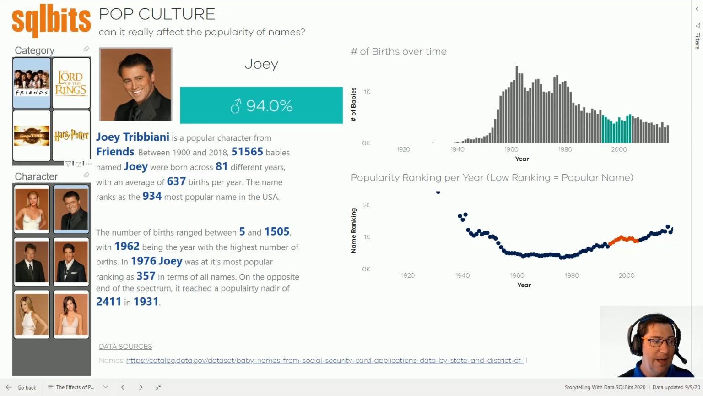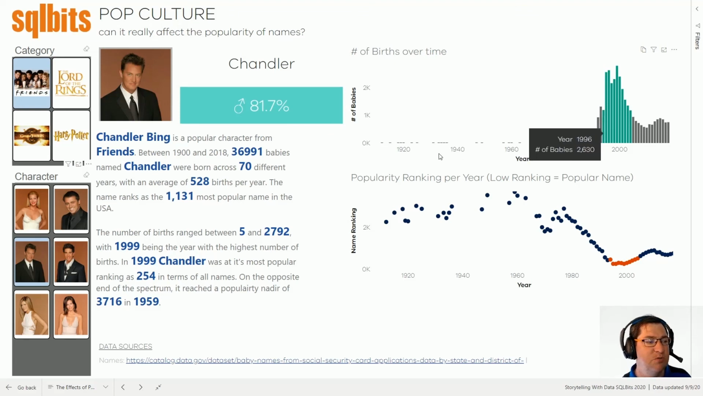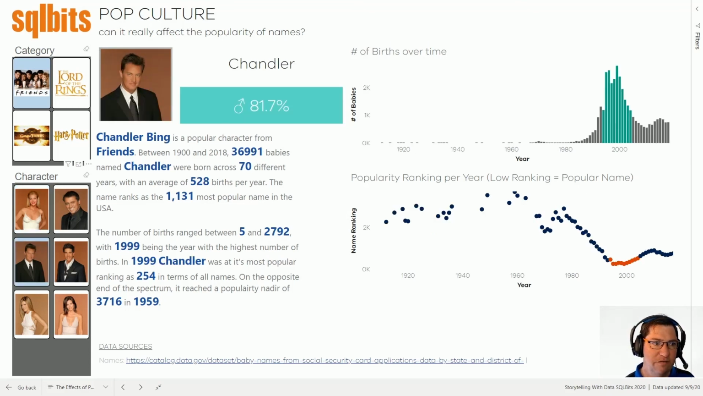Chandler, another sort of unusual name. Definitely can see a big influence while the show was on. In fact, more babies were born and given the name Chandler than Phoebe, which I thought was quite interesting. I would have thought that Phoebe was a much more common name, but if you look at the absolute values, you're looking at a range of 0 to 1,000 versus a range of 0 to sort of 2,500. So very interesting to see that.